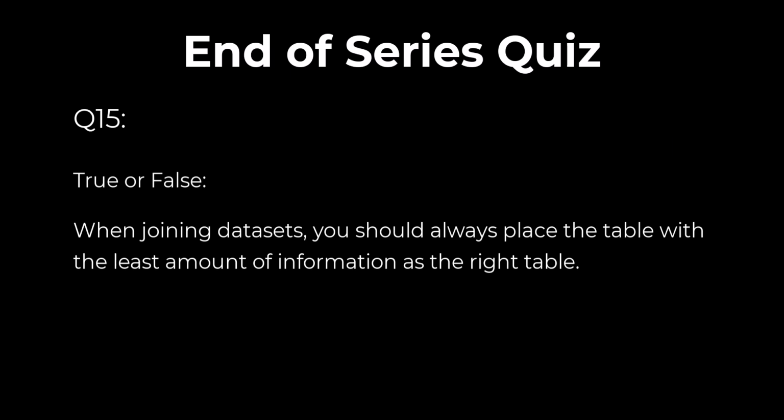The answer is false. The smallest table should be placed as the left table to increase efficiency when possible. That's it for the Intermediate Series quiz. How'd you do? If you got all the answers correct or only missed one, great job. You know the material well and you're ready to move on.